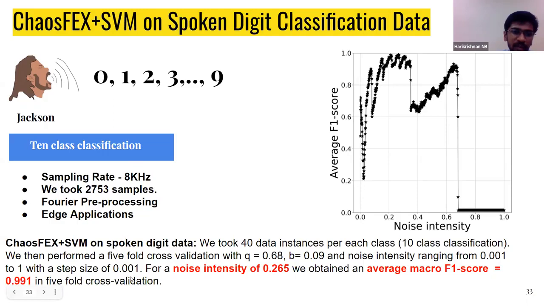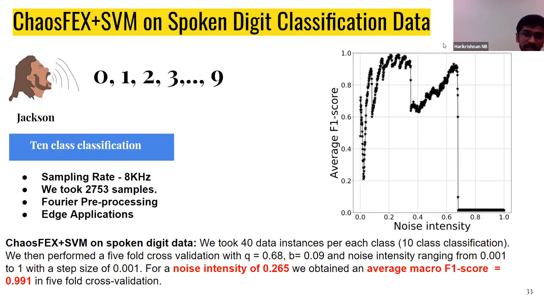So this is a cross validation result I'm presenting to you, not a test result. But it shows that SR can be observed even despite having different classifiers. Even with an SVM classifier, you can still see this SR kind of plot.